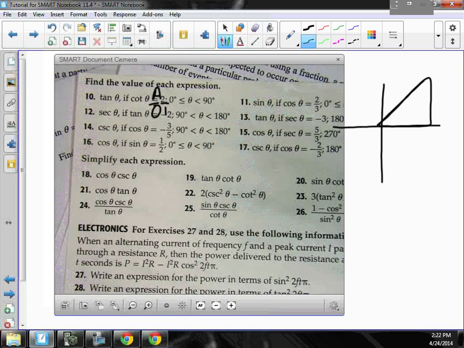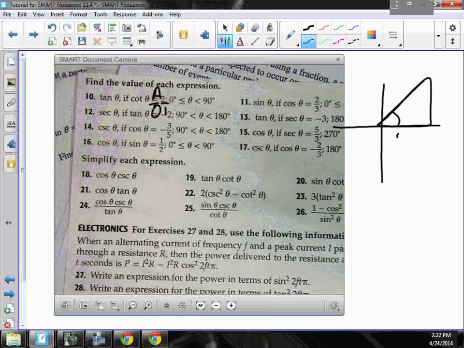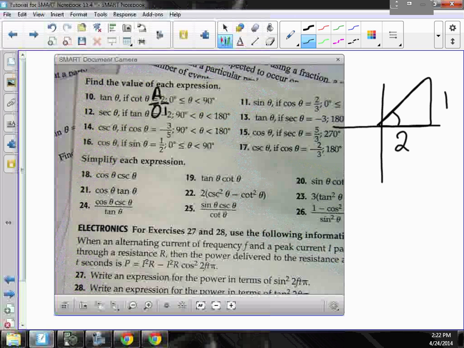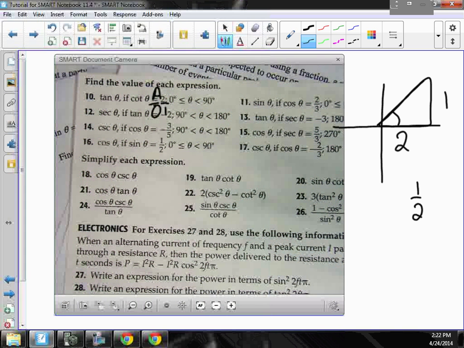So if this is theta, and 2 is adjacent, and 1 is opposite. Everybody agree? So what is the tangent of that same angle? 1 over 2. Opposite over adjacent. I didn't need to find h in this case.